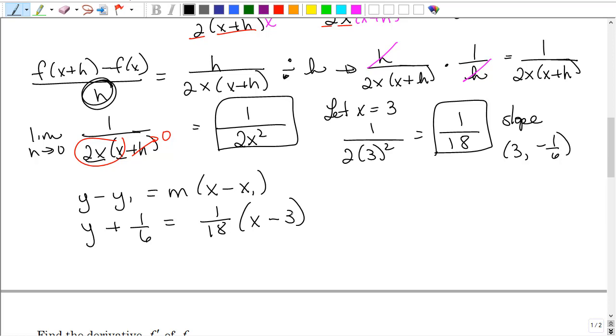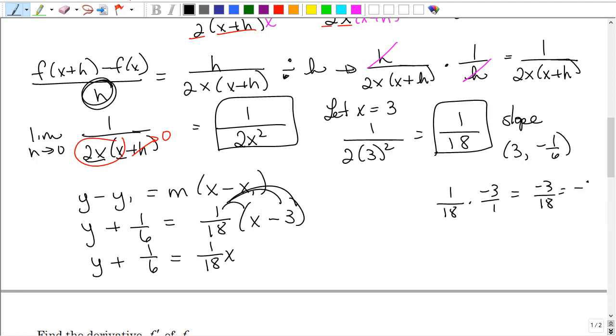Now a lot of you are going, ugh, don't like those fractions, but look at what happens. We have y plus 1/6. If I distribute, that's 1/18 times x. Now remember, this is 1/18 times negative 3 over 1. That's negative 1. How many times does 3 go into 18? 6 times.